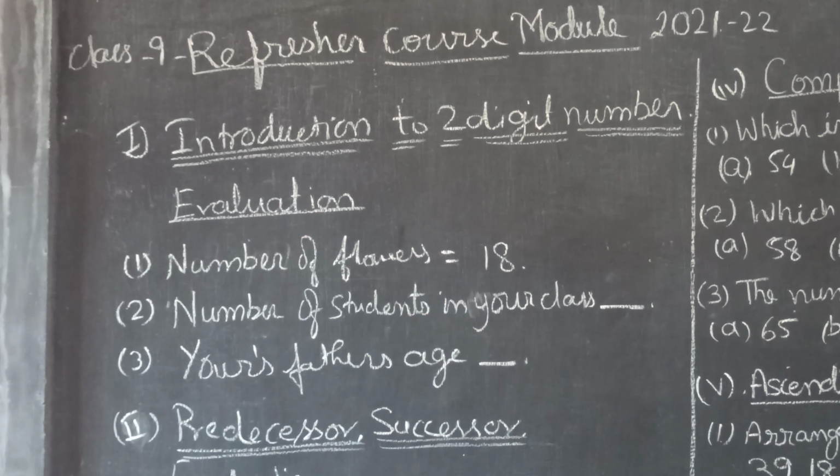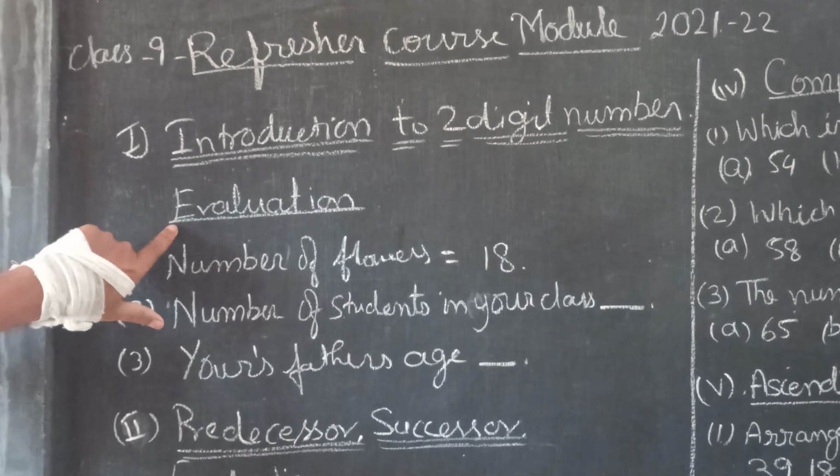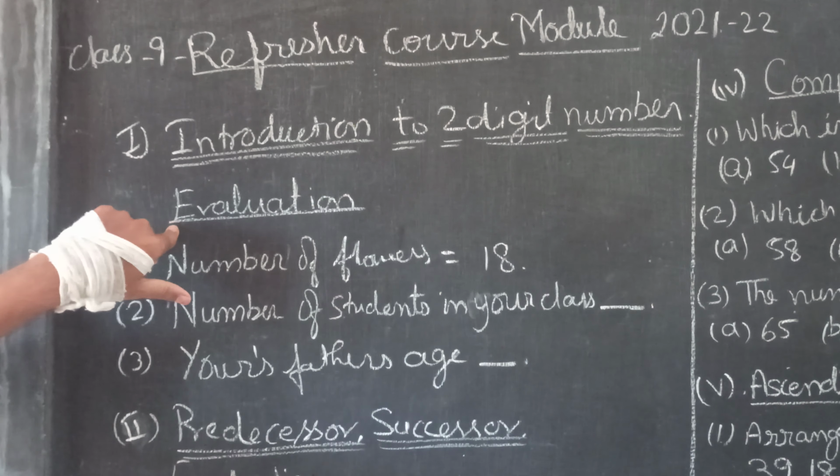We start with the first. It is from elementary level to the higher level. We are in Class 9 Refresher Course Module. The first is Introduction to Two-Digit Number. The evaluation part, you know two-digit number contain one sentence.